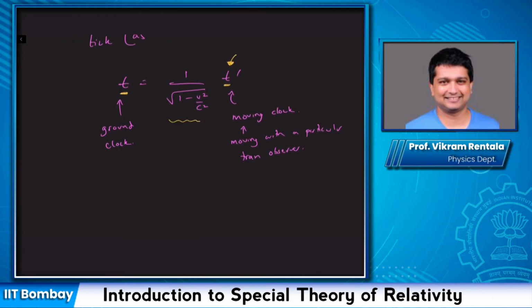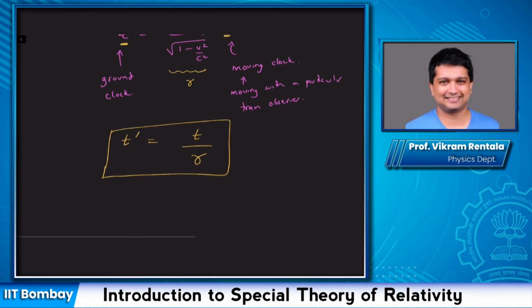And this factor here is just gamma, or our boost factor. So what this tells us is t prime is equal to t divided by gamma. We saw that for speeds much less than the speed of light, gamma is close to 1, and in that limit t prime would be t. That is, you recover the ideas of Galilean relativity, where all clocks just appear to tick at the same rate.